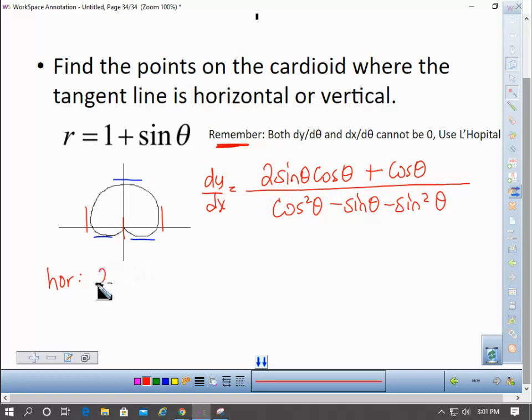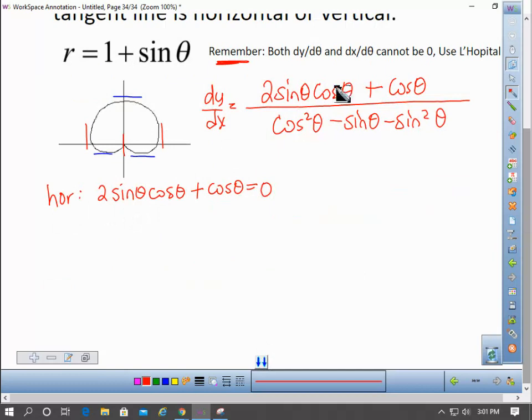So for horizontal, we want 2 sine theta cosine theta plus cosine. We want that to be 0. Okay, so let's start there. So to be horizontal, we want the numerator to be 0, but not the denominator. All right, so let's just figure out what's going to happen here. So to solve this, the numerator is set equal to 0.